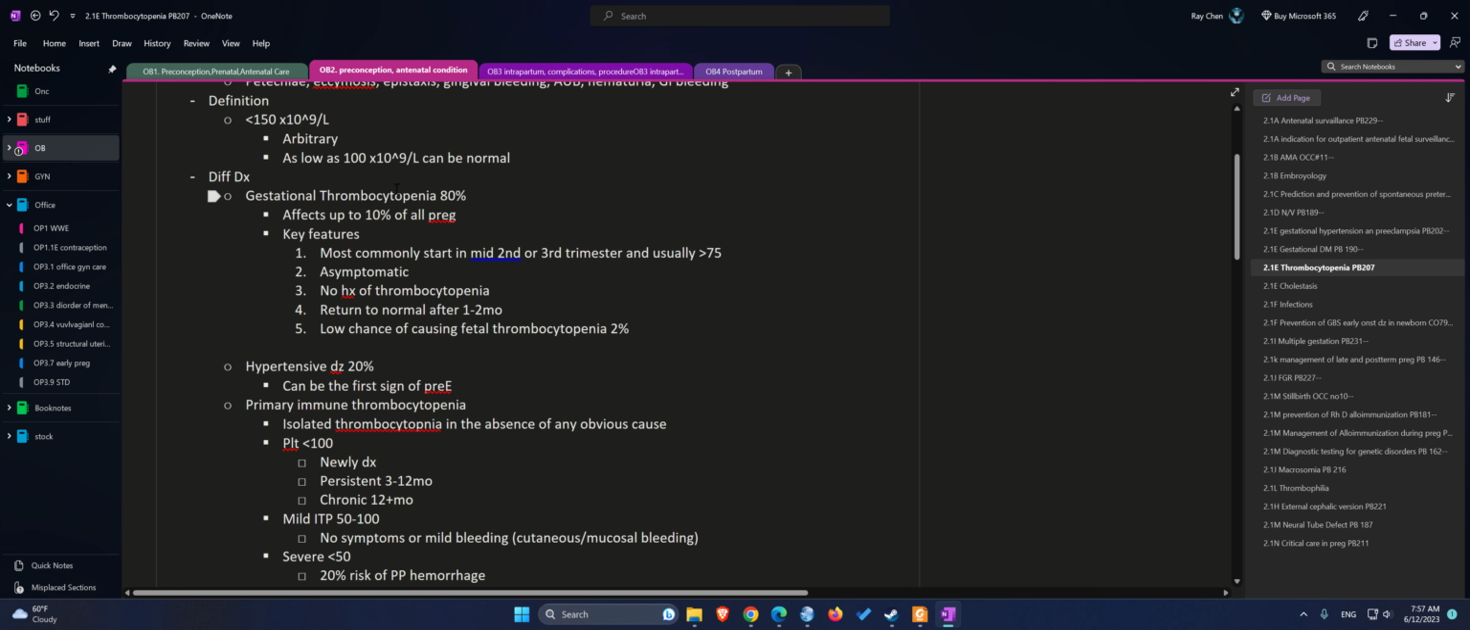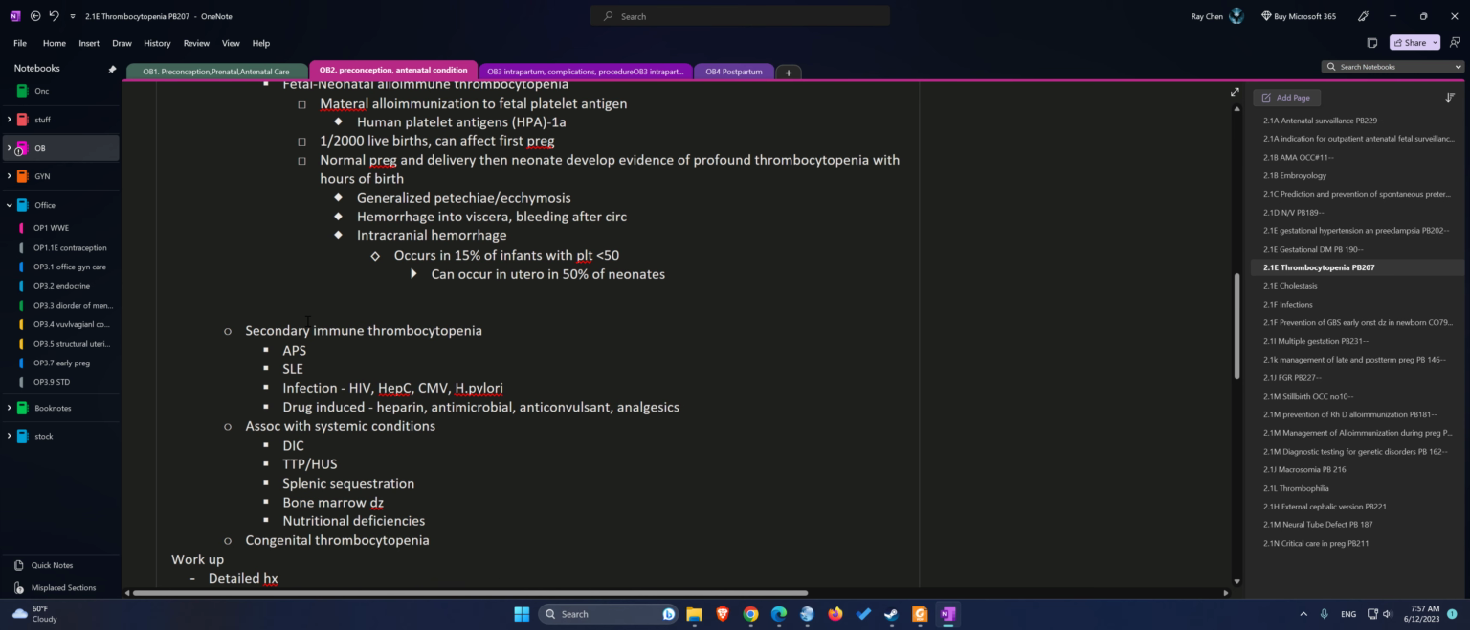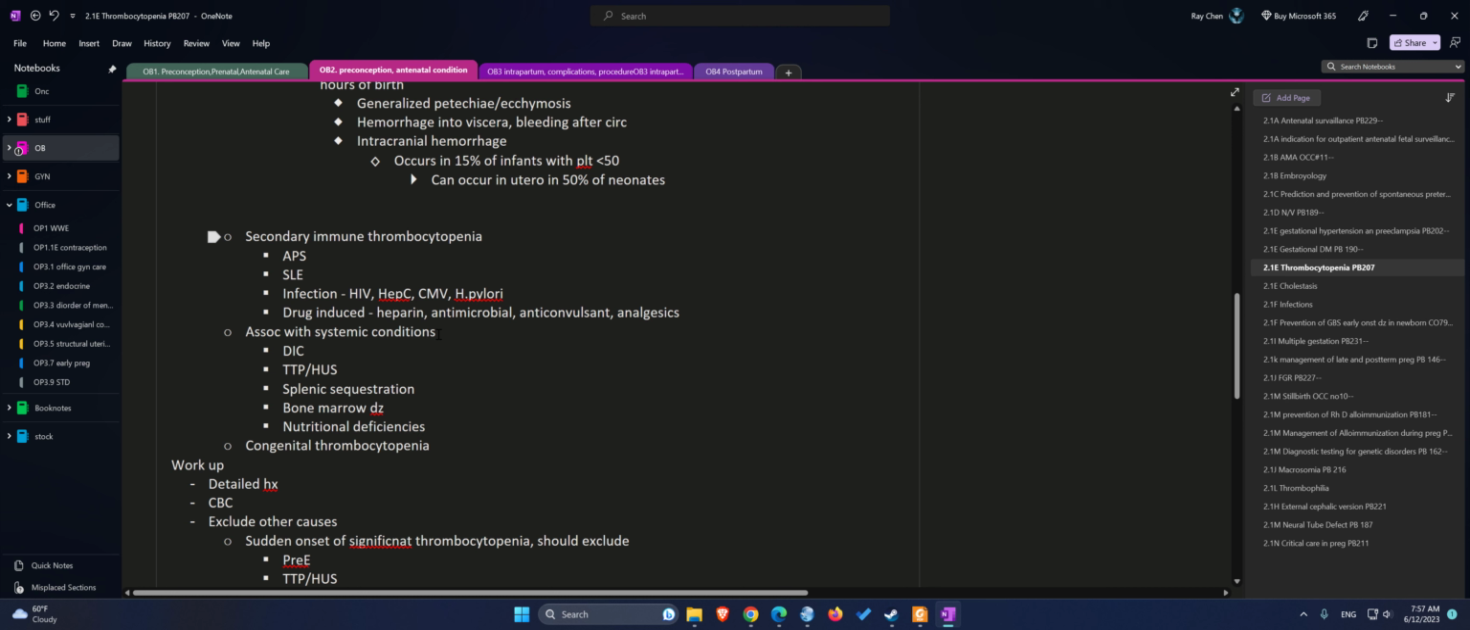Differential diagnosis, most common is gestational thrombocytopenia. The next one, 20%, is hypertensive diseases. Next, it would be ITP, primary immune thrombocytopenia. And then you have secondary causes of immune thrombocytopenia and thrombocytopenia associated with systemic conditions, and then also congenital thrombocytopenia.